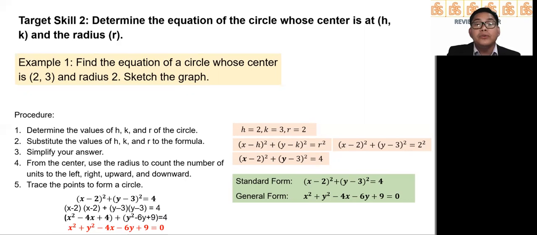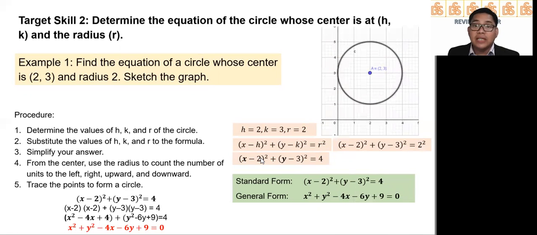Okay? So when you write it, start with the highest exponent, and arrange it alphabetically. That's why we start with x squared, followed by y squared, then negative 4x, then negative 6y, then the constant number equated to 0, and that is the general form. Okay, so how are we going to show the graph? This is actually the graph.